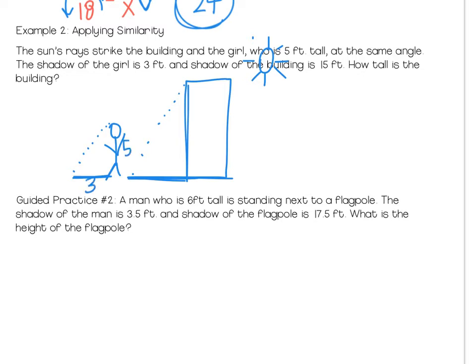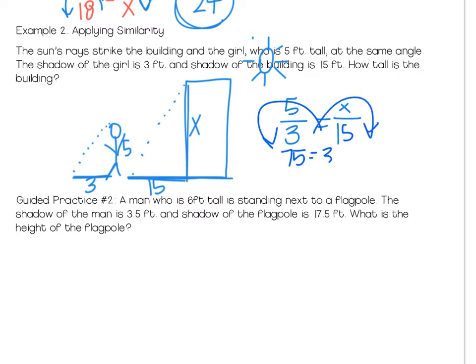The girl is 5 feet tall. Her shadow is 3 feet long. The building is what we're looking for, the height of the building, but we know the shadow is 15 feet long. So we're just going to set up a proportion. 5 over 3 equals x over 15. And we do cross products, and we get 75 equals 3x, divide by 3, so x is 25, which means the building is 25 feet tall.